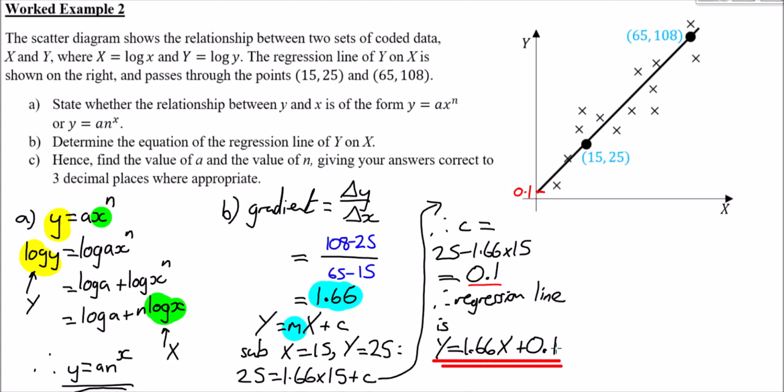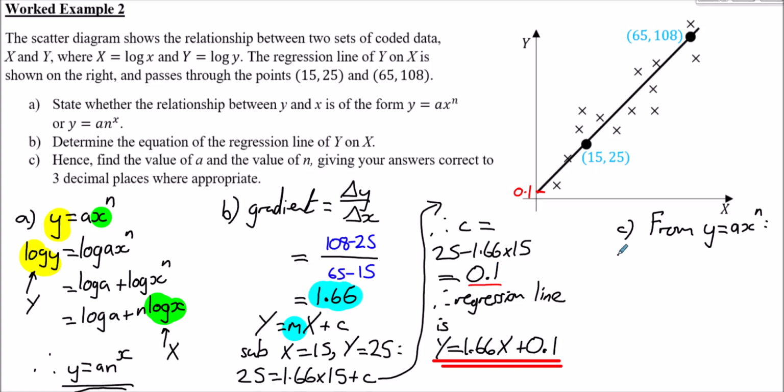Finally, for part C, we need to work out the value of a and the value of n, giving our answers correct to 3 decimal places where appropriate, in other words, where needed. So, for part C, we've deduced that it must be of the form y equals a n to the x. So from y equals a x to the n, we got that log y equals log a plus n lots of log x.